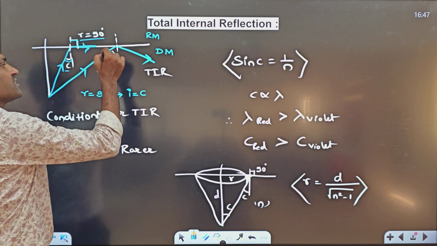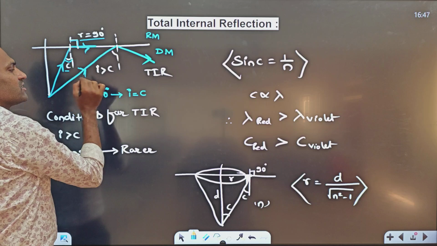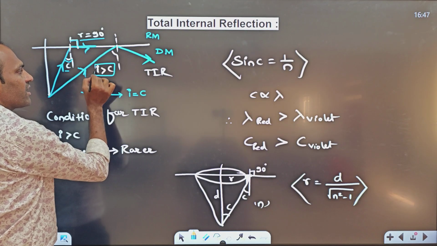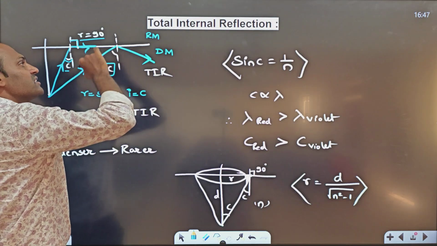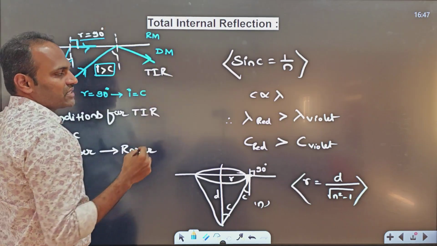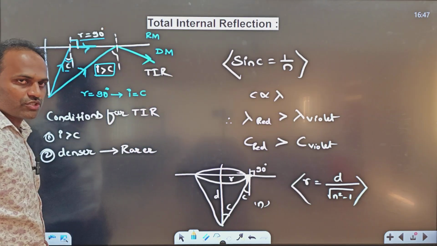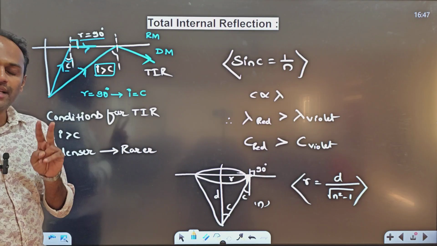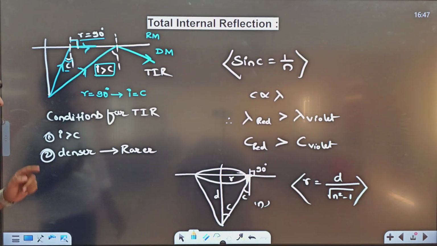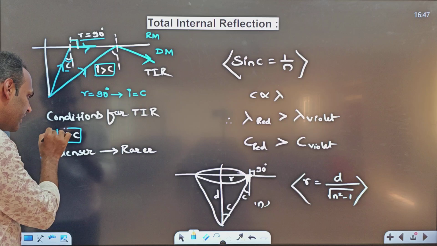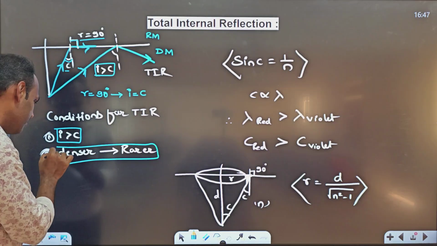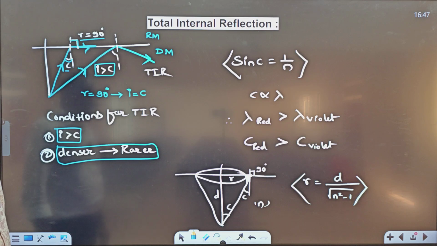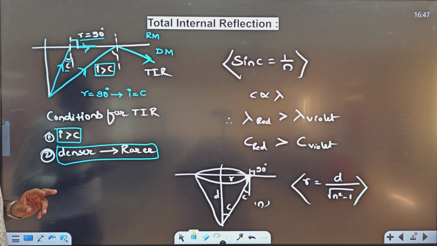Next, if I incident a light ray, this is the second light ray, incident at an angle greater than critical angle. Instead of going to the next medium, it will come back to the same medium. That is called total internal reflection. So there are two conditions for total internal reflection. One is angle of incidence must be greater than critical angle. Light must be traveling from denser medium to rarer medium. These are the two conditions for total internal reflection.